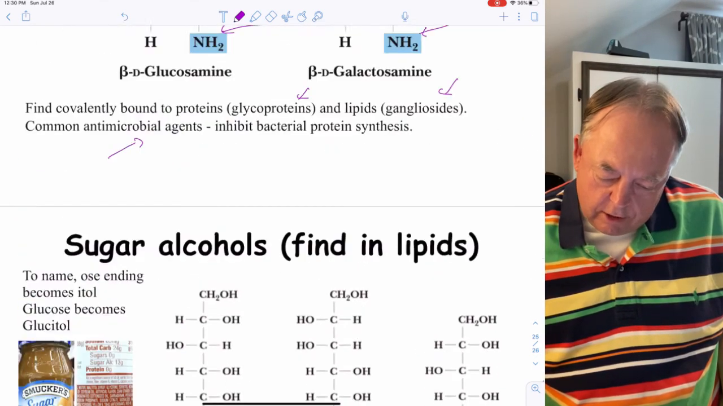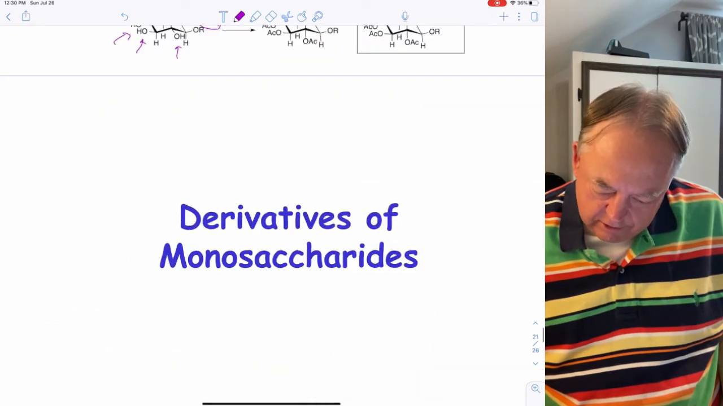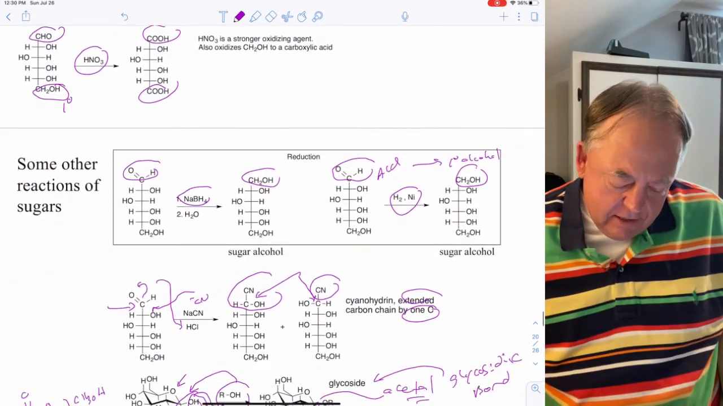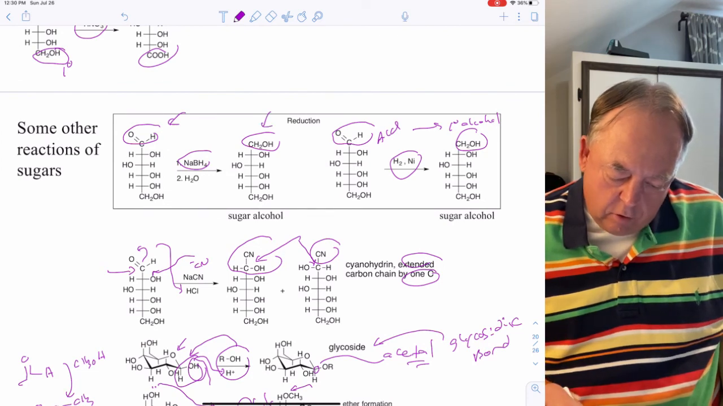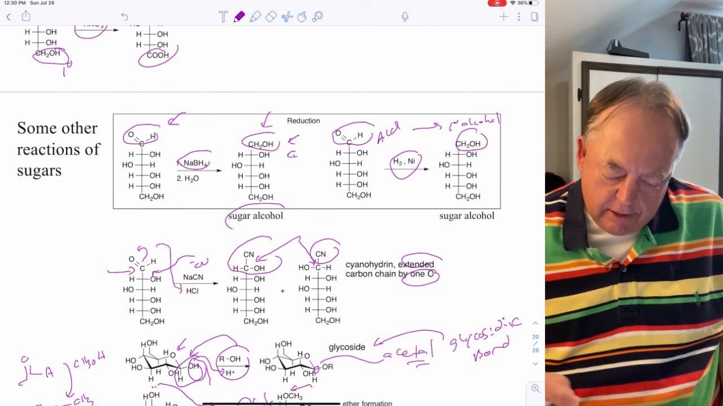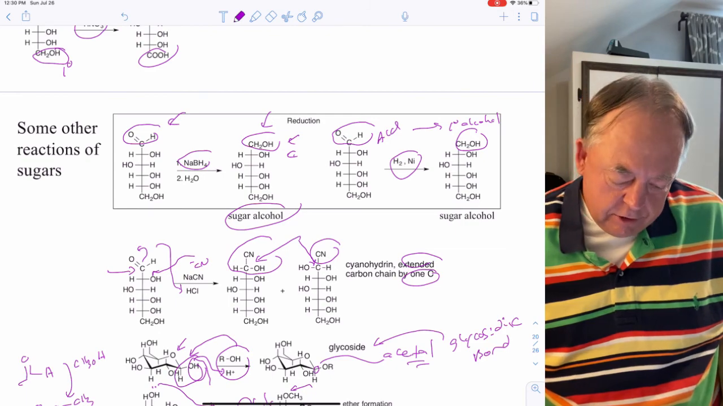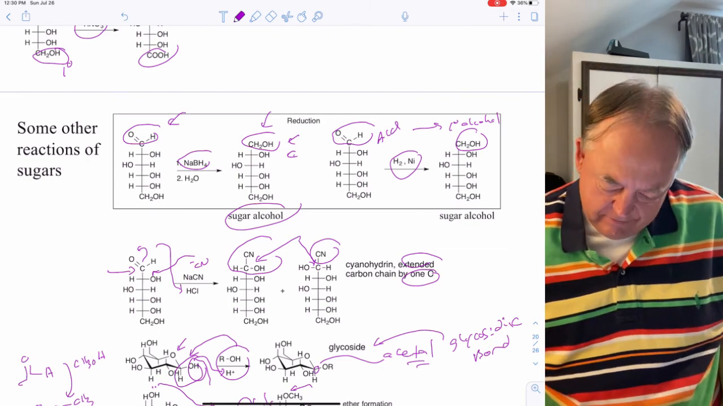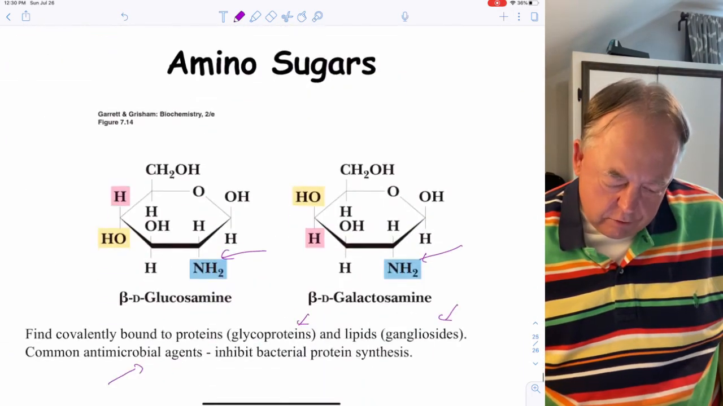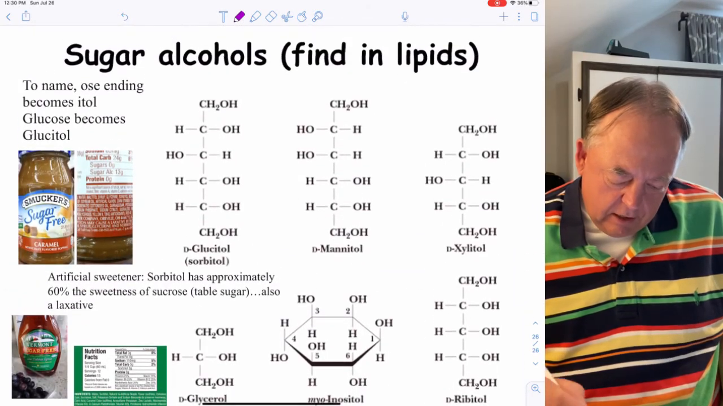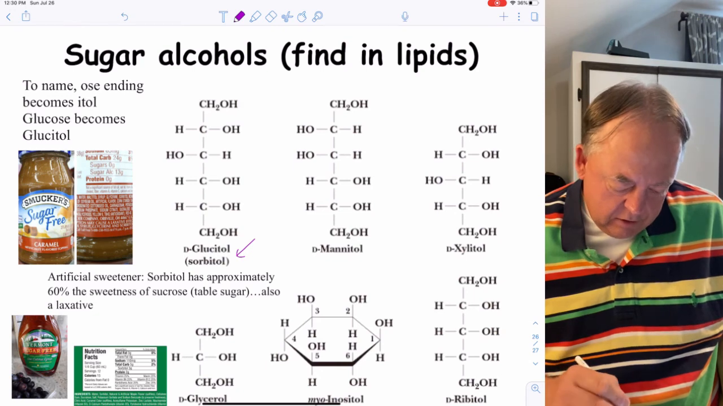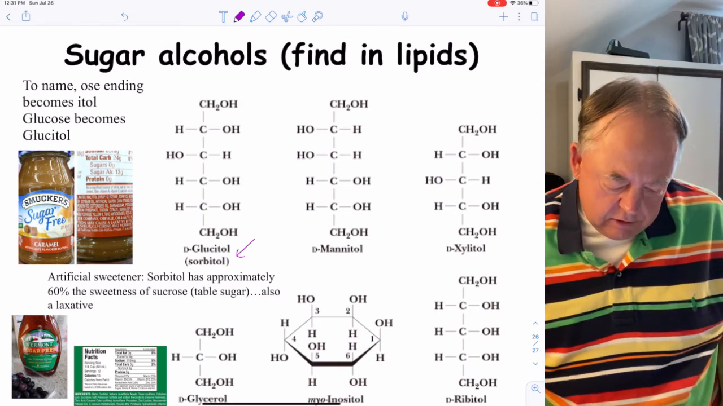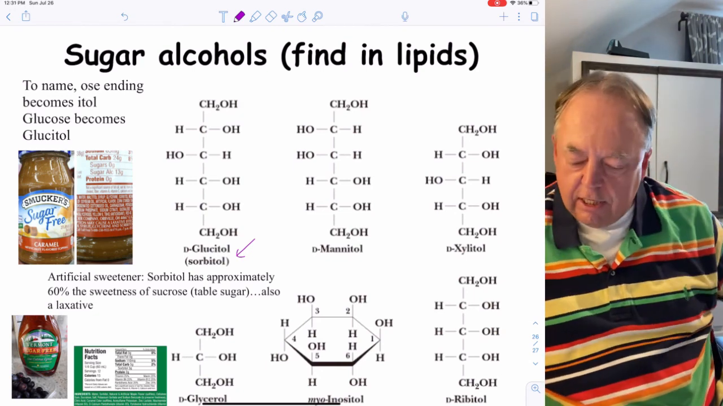Sugar alcohols, so we talked a little bit about sugar alcohols, I just didn't point it out, but if you take this aldehyde and reduce it to an alcohol, now they're all OHs, so now it's just a bunch of OHs, that's a sugar alcohol. So where do you find sugar alcohols? Well, they can be artificial sweeteners. So sorbitol is an artificial sweetener that has 60% of the sweetness of sucrose, which is table sugar.